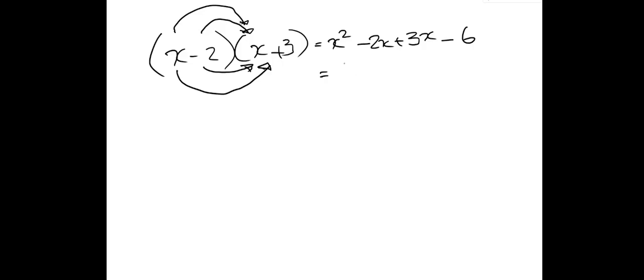So now we collect up the like terms. x squared, minus 2x plus 3x is just x, and then we have the minus 6 at the end. So far, so good. What about this one then, where both of the terms have a negative in it?